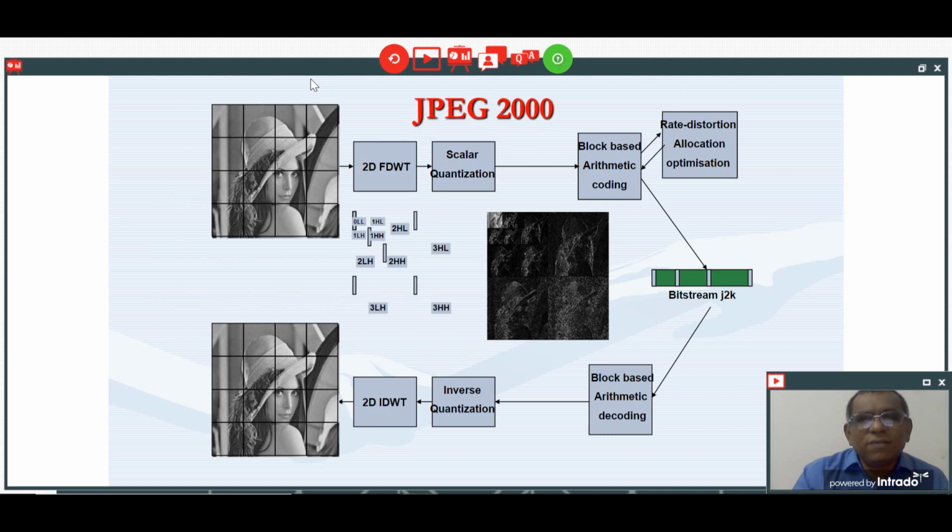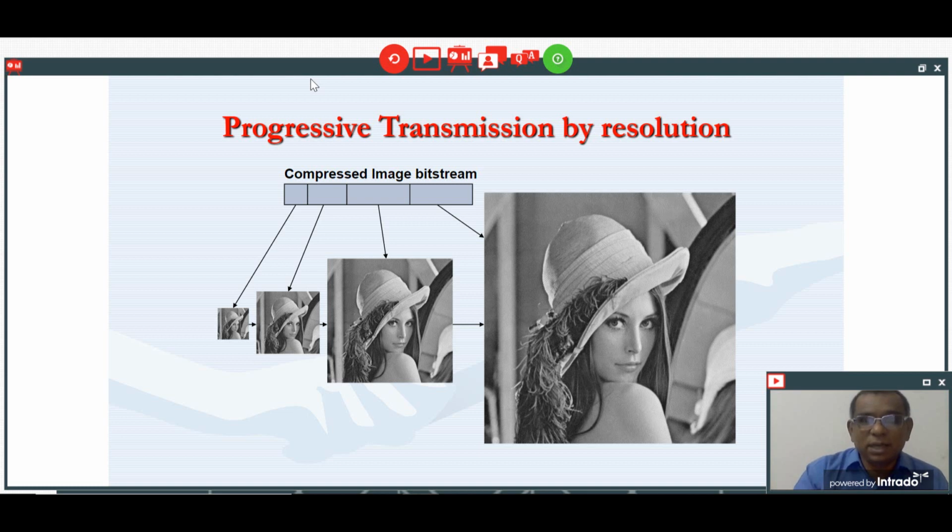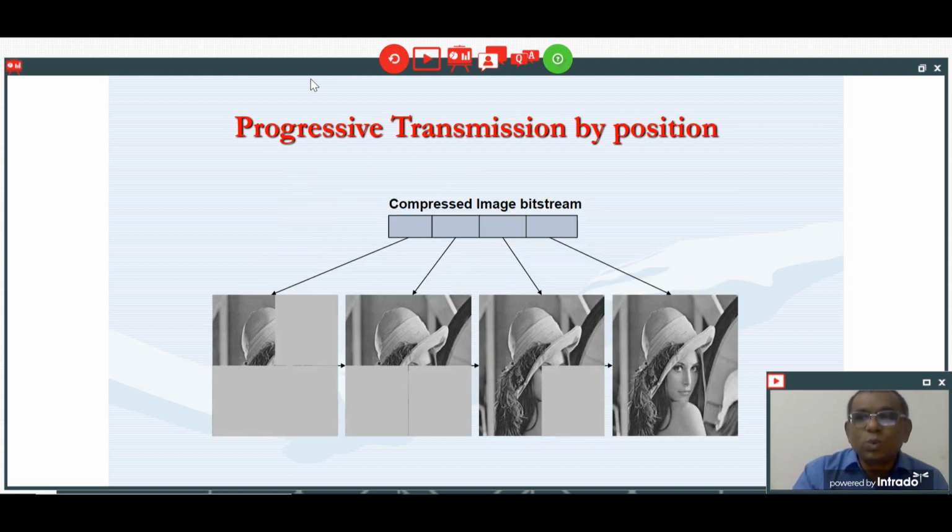The different steps followed in JPEG 2000 are forward wavelet transform, then quantization, then embedded block coding. We will be able to get the bit stream. From the bit stream, we do the inverse process in order to get the reconstructed image. The advantage of JPEG 2000 is progressive transmission. Here you can see that we have compressed only one time and then we are decompressing many times, in order to get different spatial resolution. This is one advantage.